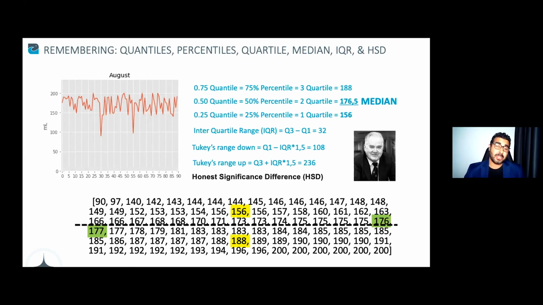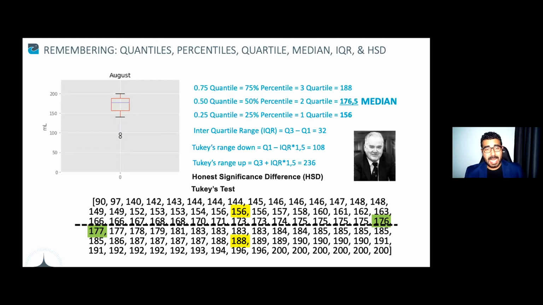This was called honestly significant difference, or Tukey's test, to define this upper and lower value. And then came this visualization. Who of you knows what this visualization is? Yes, it's a box plot.